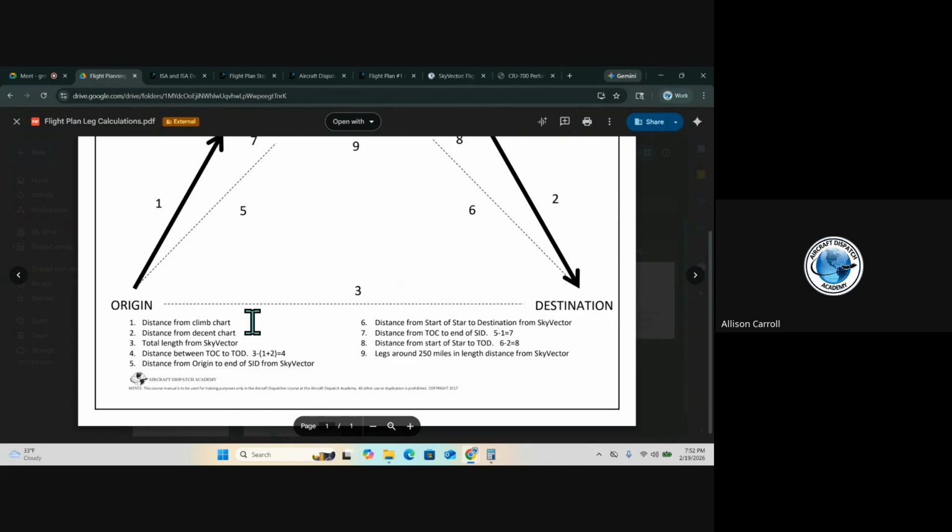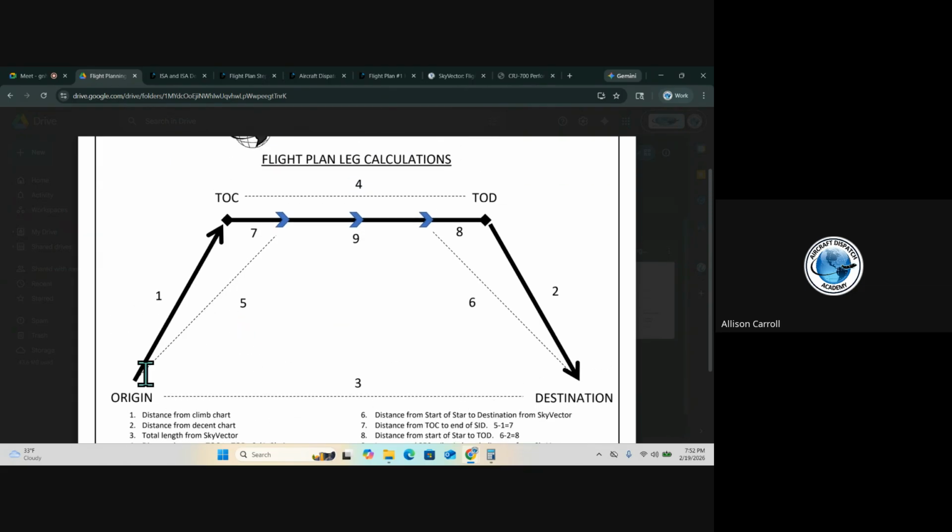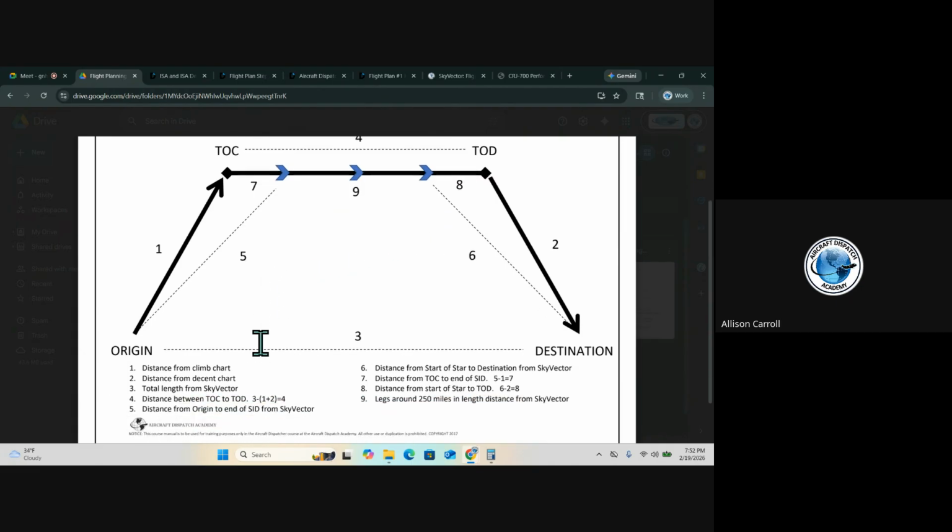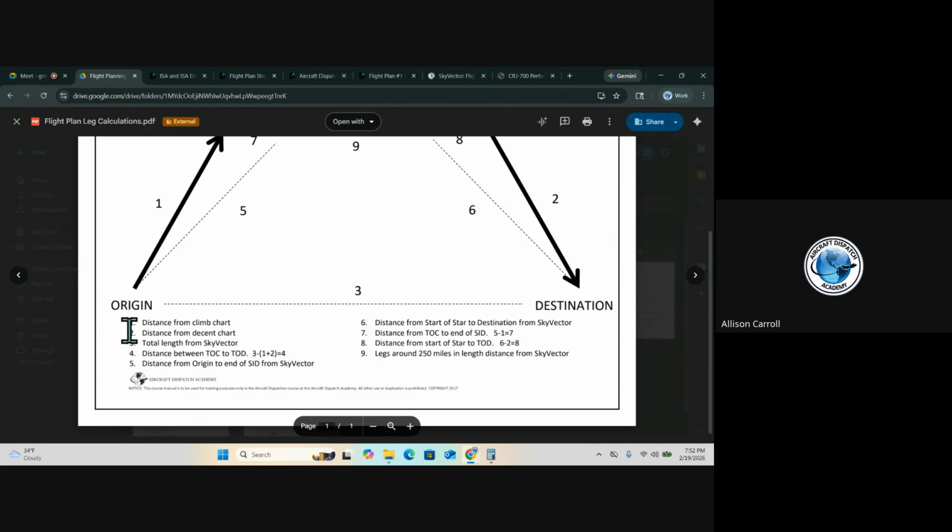Denver to Salt Lake is such a short flight that when we actually go in and figure out where top of climb and top of descent are, you're going to notice that there are some numbers that we don't even have to worry about because it's such a short flight. But with this page, it tells you exactly what the number means.